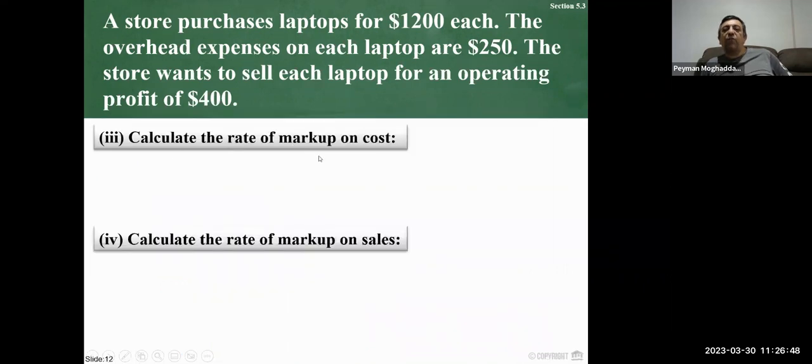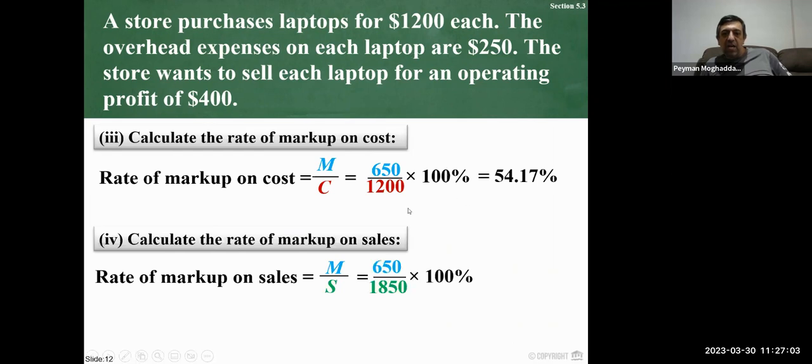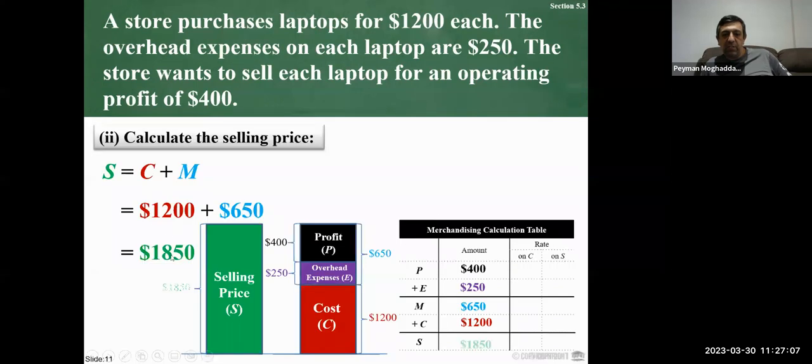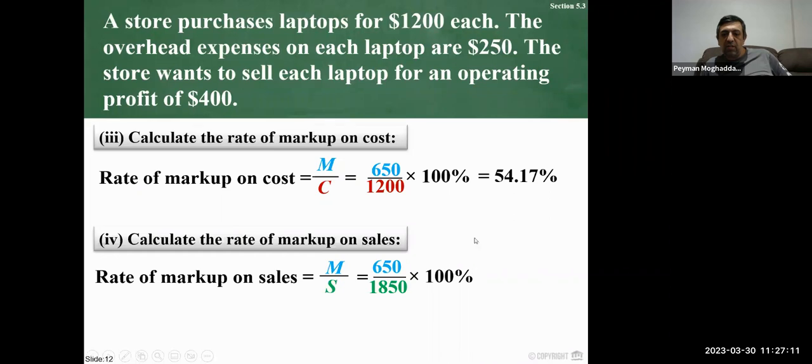And calculate the rate of markup on cost. Markup is going to be 650 divided by cost, which is 1200, right? So it's going to be 54.17. And calculate the markup on sale. So markup divided by sale price, which is 1850, right? Sale price, we found it here, right? So markup on sale, 650 divided by 1850 is going to be 35.14, okay? That's how we calculate this, okay?